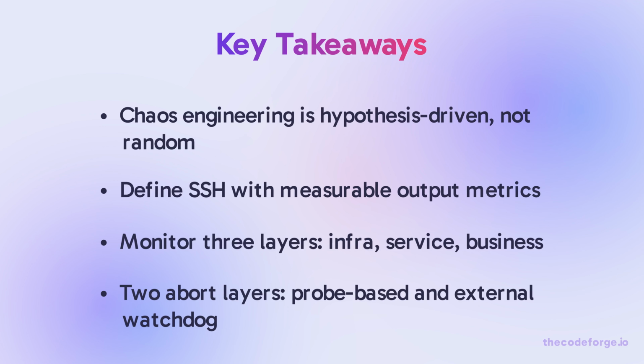To recap, chaos engineering is a disciplined practice. Always define a steady-state hypothesis with measurable output metrics. Monitor blast radius at 3 layers. Use 2 abort layers, probe-based and external watchdog, and calibrate your thresholds from real production data.